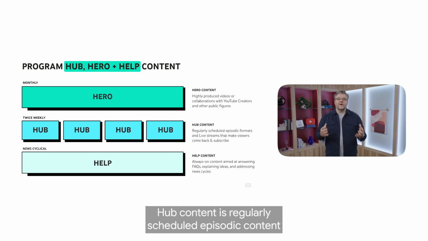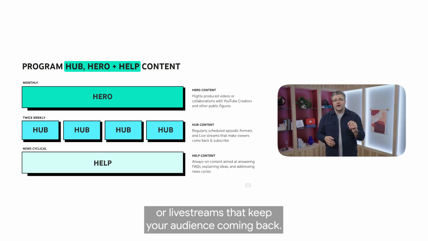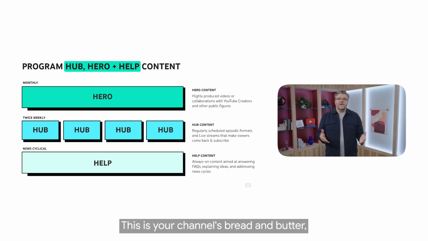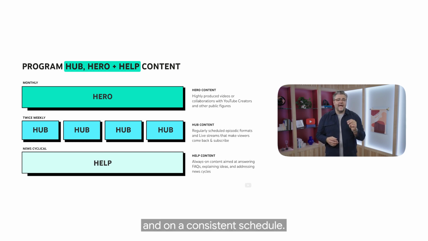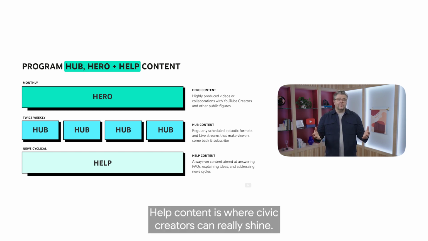Hub content is regularly scheduled, episodic content or live streams that keep your audience coming back. This is your channel's bread and butter, and should be the easiest thing for you to produce reliably and on a consistent schedule. Help content is where civic creators can really shine.